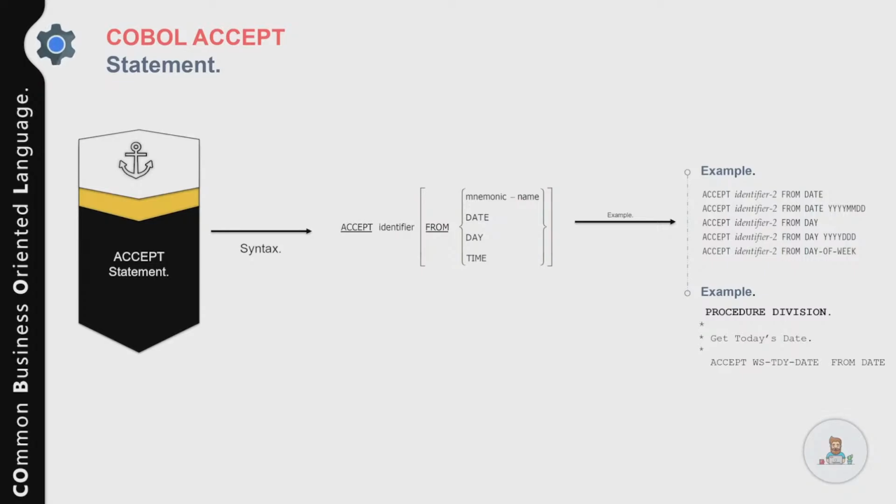In our second example, we actually get today's date from the operating system, and we have used ACCEPT. We have specified our variable name, that is a temporary variable, WS-TDY-DATE, and we have specified FROM DATE. So when you execute this statement, you'll have today's date, which will be returned by the operating system, and this date will be stored in your variable, that is WS-TDY-DATE, and you can use it as per your requirement.